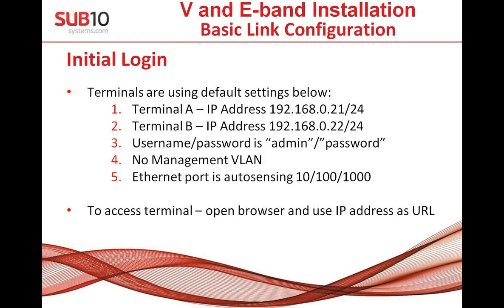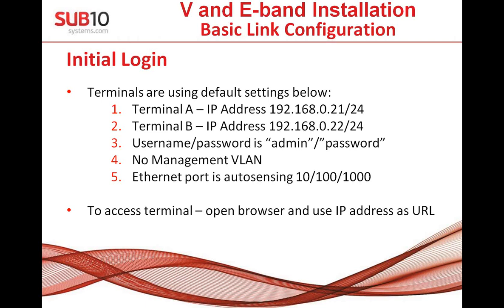Basic link configuration. All our terminals come with defaults. If it's coming from the factory, terminal A, doesn't matter whether it's E or V band, has this address 192.168.0.21. The mask is 24, which means 255.255.255.0. Terminal B's address is next, 22 at the end. Default login is admin and password. There are no VLAN settings, no VLAN for management, and the Ethernet port on this system is auto-sensing, supporting 10 megabit Ethernet, fast Ethernet, and gigabit Ethernet.